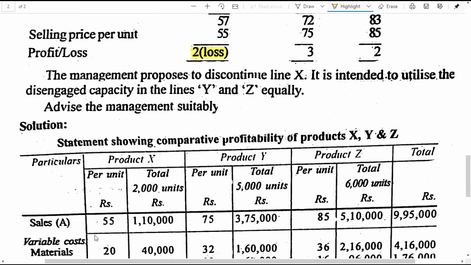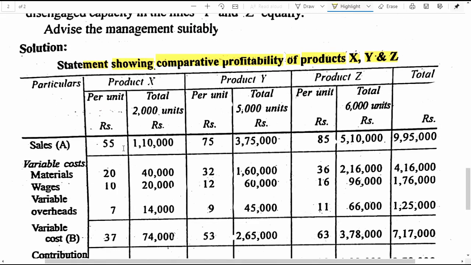Now let's do the calculation. Statement showing comparative profitability of products X, Y and Z. Now you find there are 2 columns for each product. One is for per unit and the other one is for total. That is how it is structured. And the last one is the grand total column in the table.